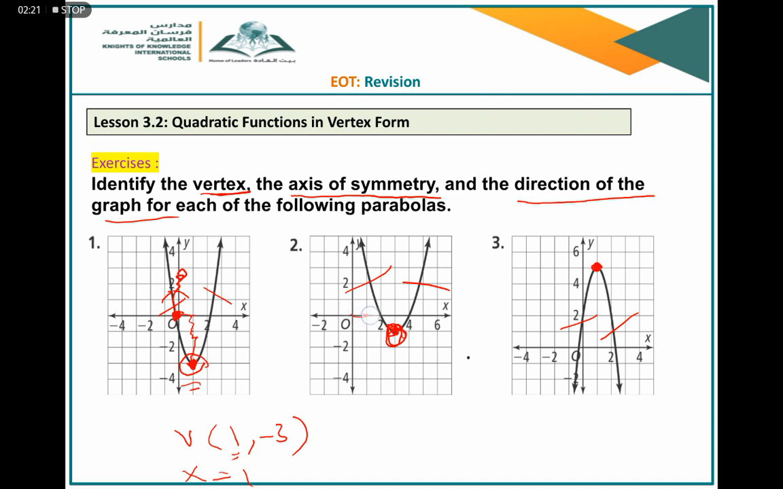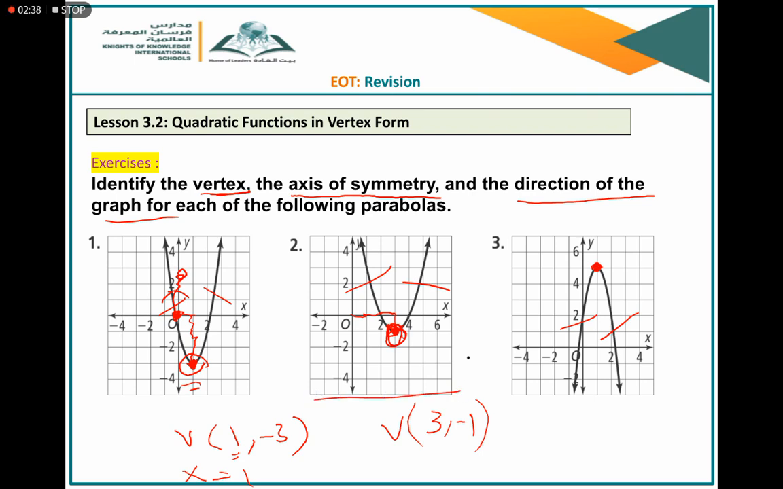Okay, now if he asks you about this graph, actually this is the vertex, so I need to move 1, 2, 3 steps. I move to the right. Now I need to reach the point, so I need to go down 1 step. Okay, so it is -1. Are you happy with that? So this is the vertex for this graph.